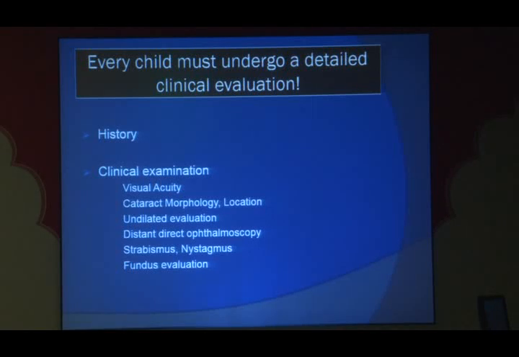So every child with pediatric cataract that enters the OPD should undergo a detailed clinical evaluation. History, including the onset, duration, and progress of the cataract, antenatal history of any fever, birth history, and developmental milestones; a clinical evaluation of visual acuity using age-appropriate methods; cataract morphology if possible on slit lamp examination; undilated evaluation to look for visual axis obscuration; looking for strabismus and nystagmus, both of which are poor prognostic indicators; and a fundus evaluation if possible using indirect ophthalmoscopy or ultrasound B-scan.